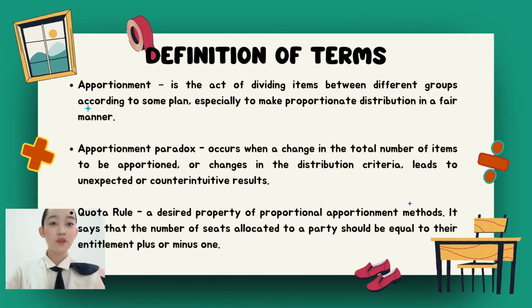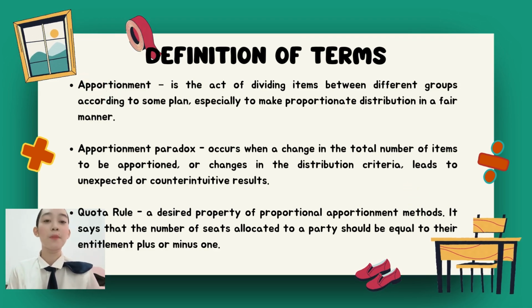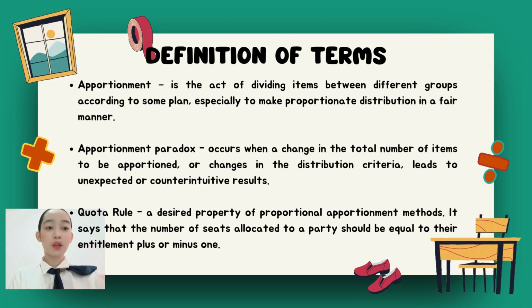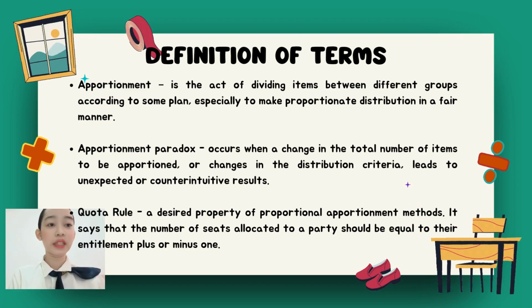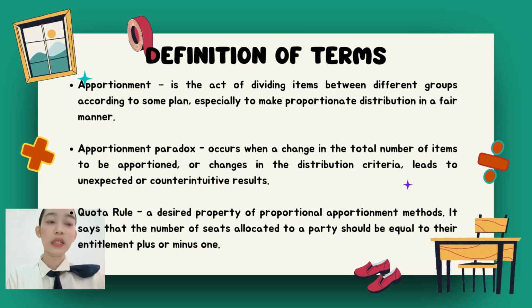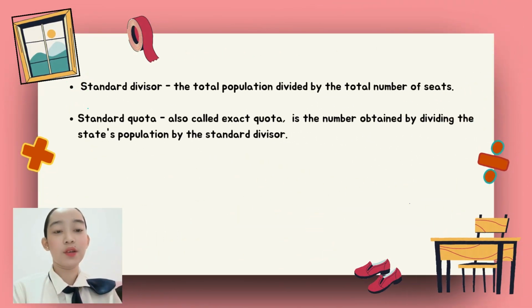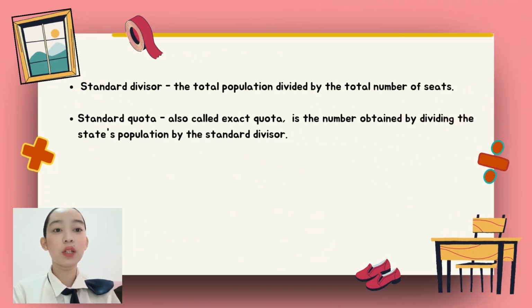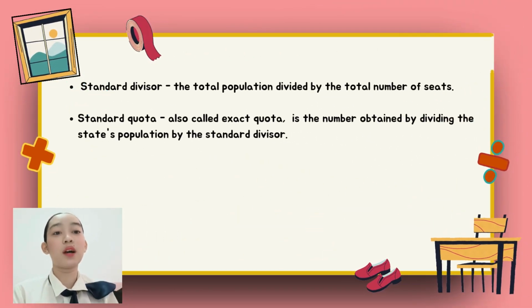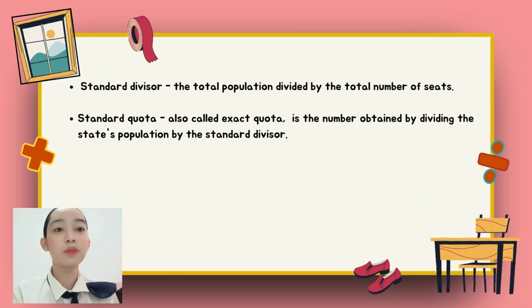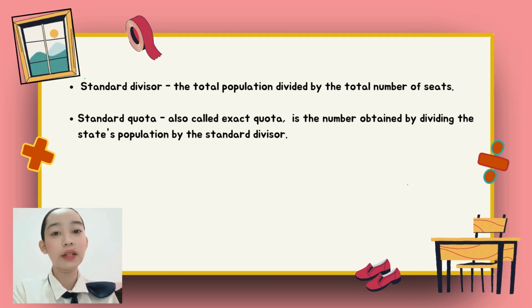Next, we have the definition of terms. Apportionment is the act of dividing items between different groups according to some plan, especially to make proportionate distribution in a fair manner. Apportionment paradox occurs when a change in the total number of items to be apportioned or a change in a distribution criteria leads to an unexpected or counterintuitive result. Quota rule is a desired property of proportional apportionment methods. Standard divisor is the total population divided by the total number of seats. Standard quota, also called exact quota, is the number obtained by dividing the state's population by the standard divisor.